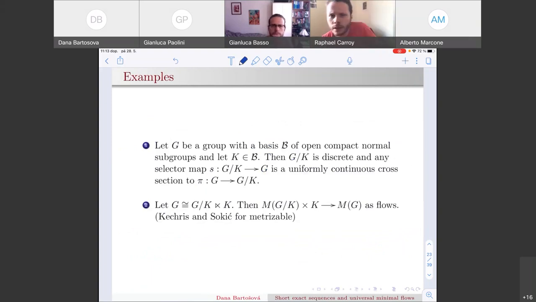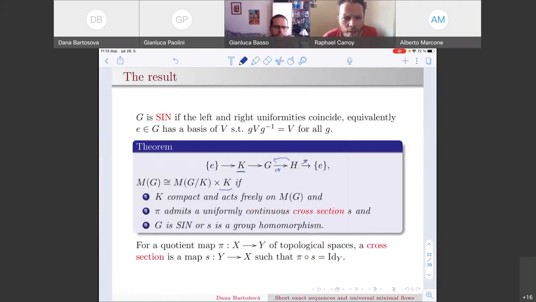Dana, can I ask something? How does your theorem relate to the Bassel-Zucker theorem? It's not entirely clear to me. Is there any relation between the two?